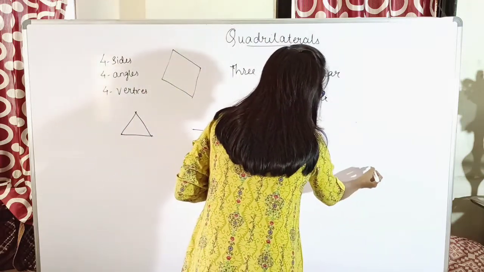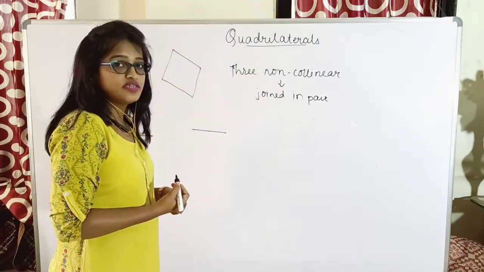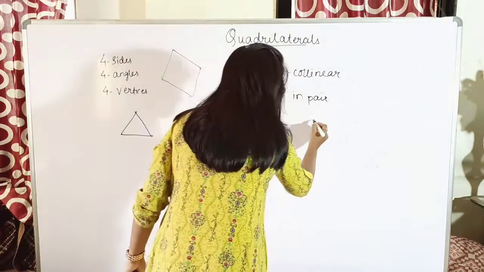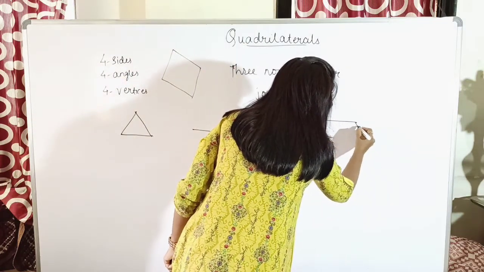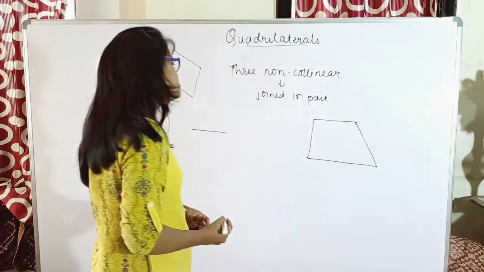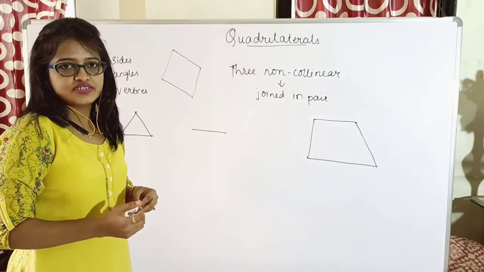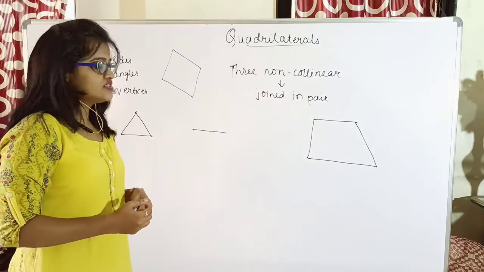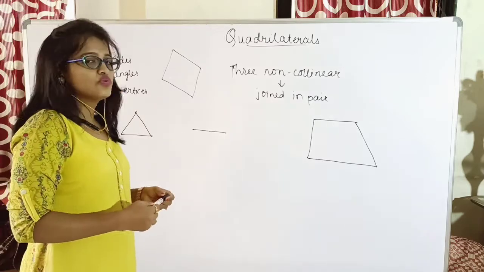Whereas one can be collinear to it, and when you join these points in pairs, this point joined with the other, similarly this with the other one, and like this, the figure so obtained is called a quadrilateral, isn't it? Yes. So that is what the definition says. The three non-collinear points joined in pair are called a quadrilateral.